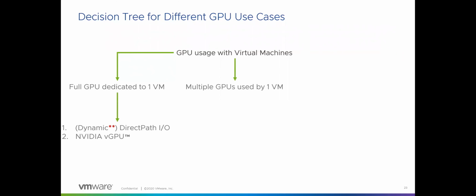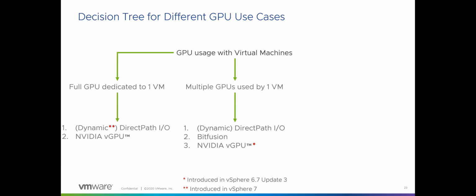We also have the option to have even more GPUs attached to one single workload, one single virtual machine, right? And we can do so with dynamic direct path IO, Bitfusion, and Nvidia vGPU again. Notice the wildcards, by the way. We introduced Nvidia vGPU multiple GPU usage in vSphere 6.7 update 3, and dynamic direct path IO is introduced in vSphere 7. We'll discuss that in a later slide.